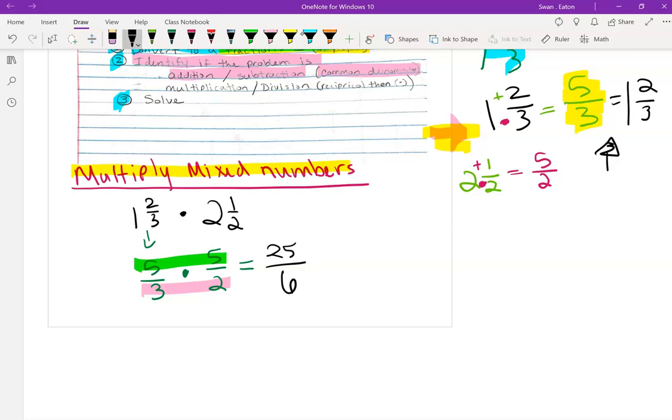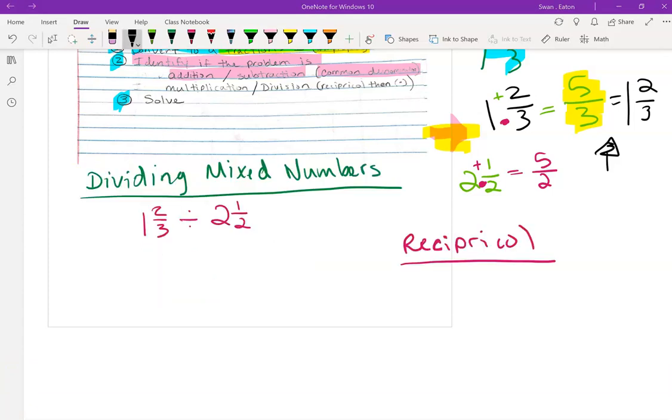And that's it. You can leave it as a fraction greater than 1, or you can convert it back to a mixed number. So please take the moment to write this example down with the new heading of multiplying mixed numbers. All right, so now we're dividing mixed numbers. So I gave the example again. Once again, we have to convert it to a fraction greater than 1. We know that 1 2/3 is 5 over 3, and that 2 1/2 is 5 over 2.